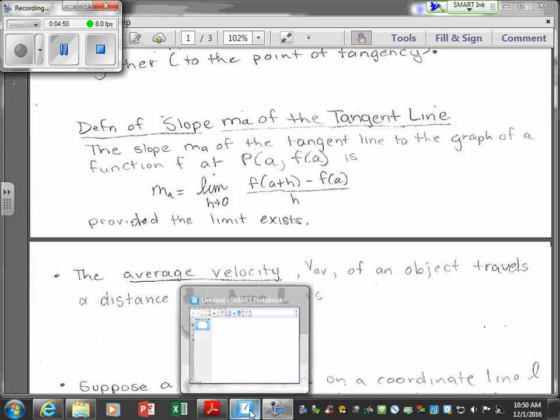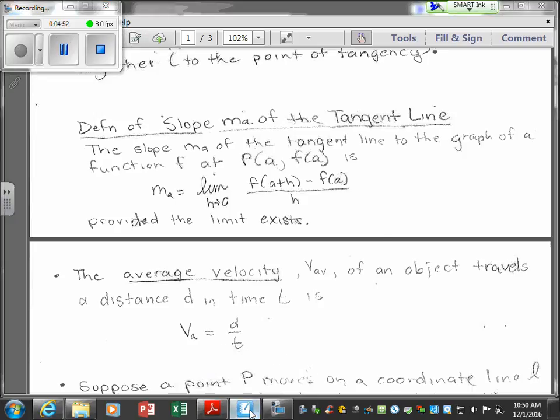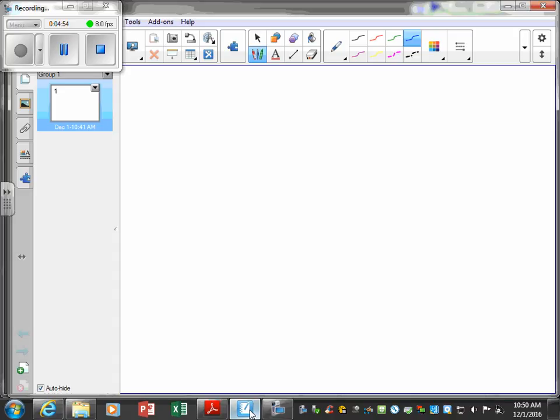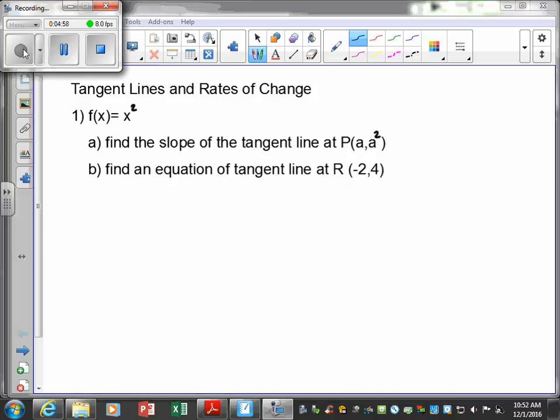Alright, so now that we introduced the idea, let's go work a few examples of this. Okay, so I'll give you a minute. Our first function is going to be f of x equals x squared, and part A, we're going to find the slope of the tangent line at point P, and part B, we're going to find the equation of a tangent line at point R.